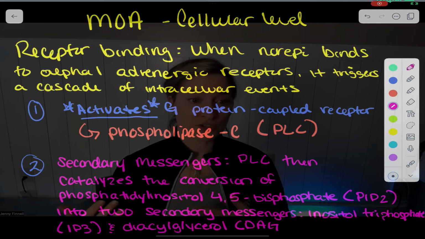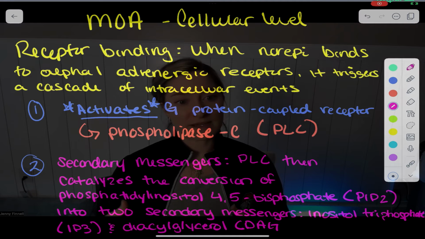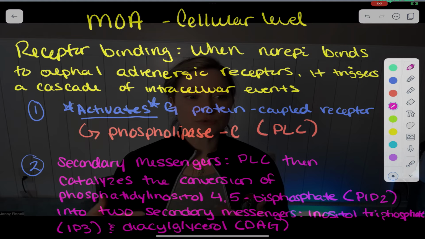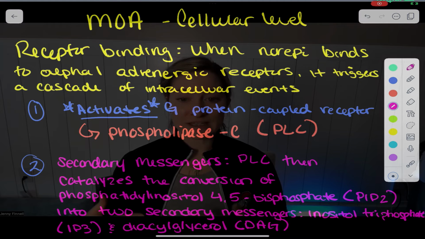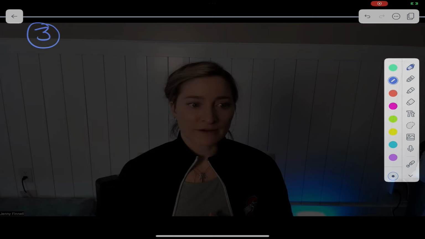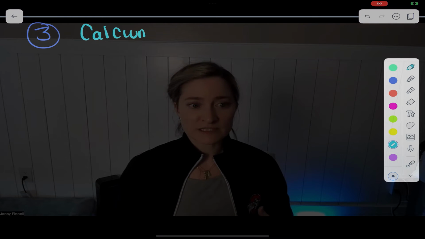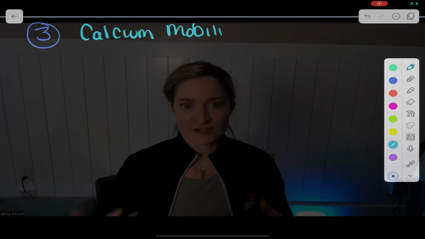So secondary messengers: phospholipase C catalyzes the conversion of PIP2 into two secondary messengers, IP3 and DAG. Then third, you have the calcium mobilization. All right, so calcium mobilization is kind of where the magic starts to happen.